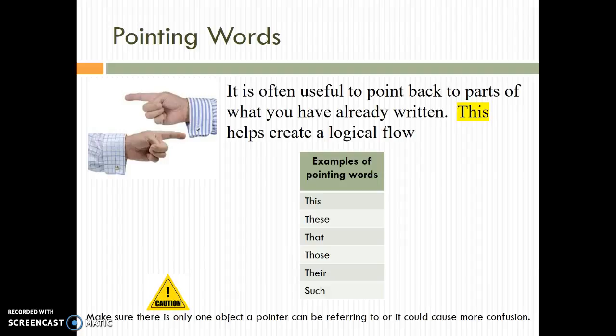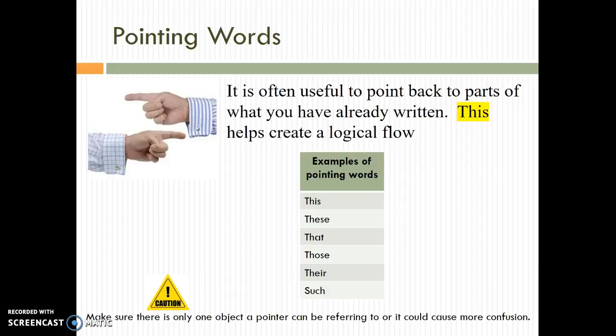It is often useful to point back to parts of what you have already written. These help create a logical flow. Common examples of pointing words are this, these, that, those, there, and such. When using pointers, be careful to make sure there is only one object that a pointer can be referring to, or it could cause some confusion.